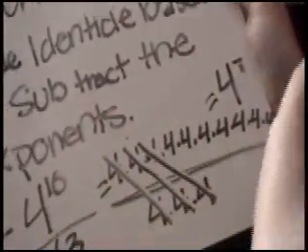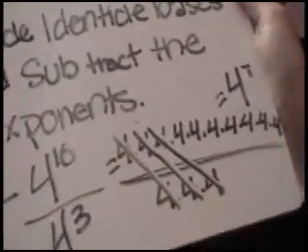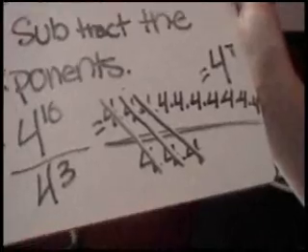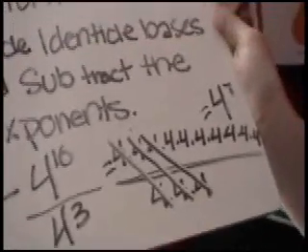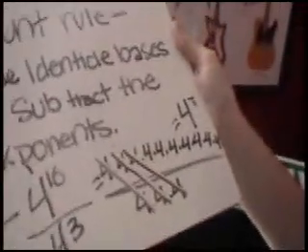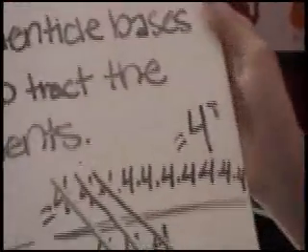So you would write out 4 times 4 times 4 on the top all the way 10 times, and then on the bottom 4 times 4 times 4. And then you would cross out how many match up, and then you would get 7, and then you would write 4 to the 7th power.